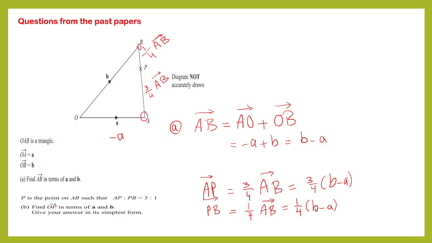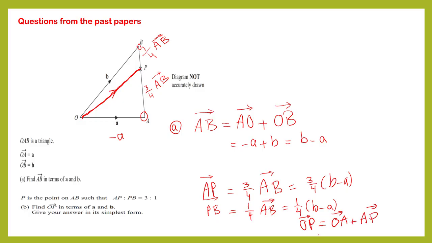Then we need to find OP. We need to find the vector OP. For the vector OP, you can go through OA, then AP, or you can go through OB and then BP. So you have two ways, and both of them are correct. So let's find OP. We need to go through OA, then we'll move through AP.